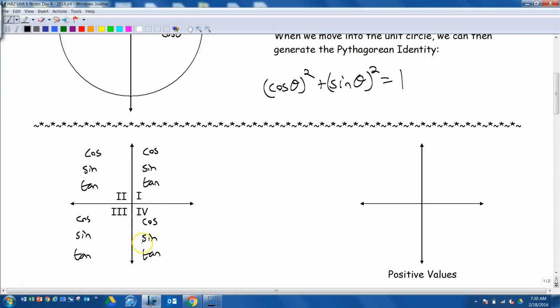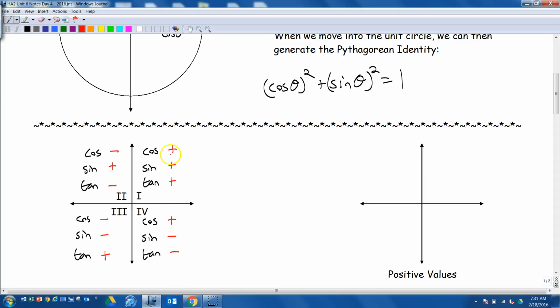So you can put all these down, and then I want to know where the things are that are positive. So in quadrant 1, all three of these are positive. Cosine is x, sine is y. When you divide those, you get a positive tangent. When you move to quadrant 2, x is negative, y is still positive, but when you divide a negative and a positive, tangent's negative. In quadrant 3, cosine's still negative, sine is now negative because we're down, and then when you divide the negatives, you get a positive, so tangent's positive there. Over here, cosine's positive, sine's negative, and then when you divide, you get a negative.